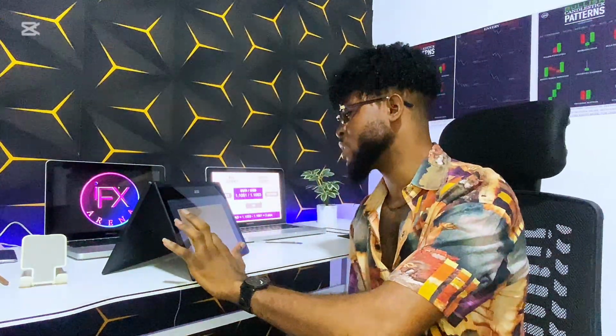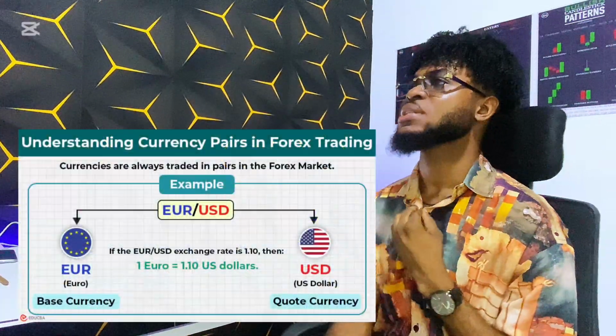First of all, a pair has a base and then a quote currency. That is how I arrange currencies. The base currency always comes first. For example, the euro versus the dollar: the euro is the base currency, and the dollar is the quote currency.